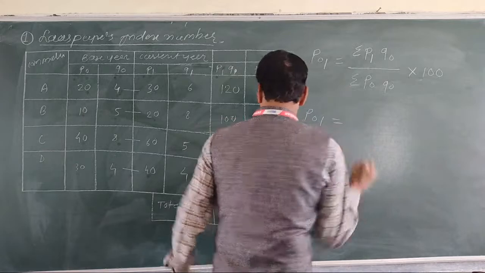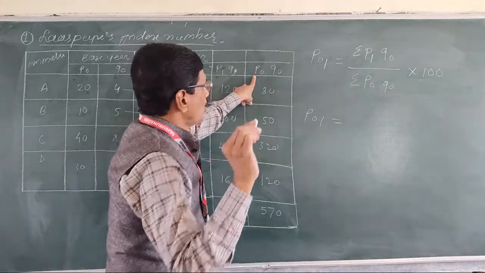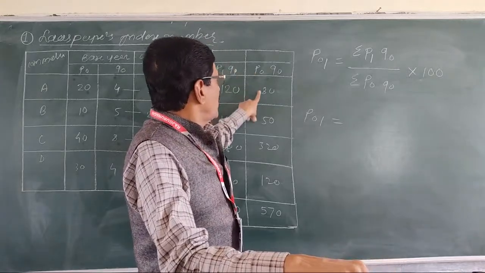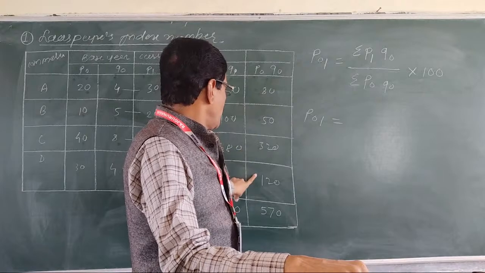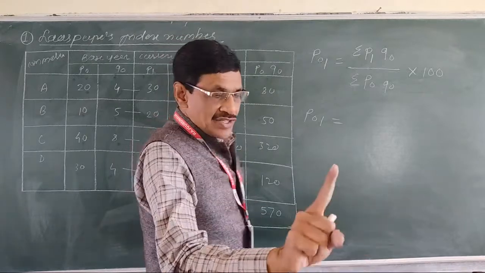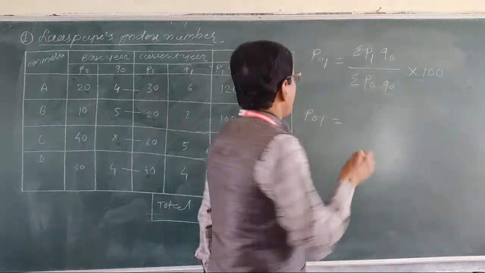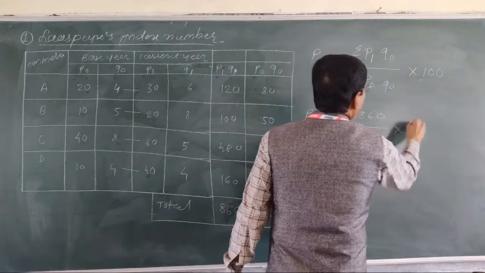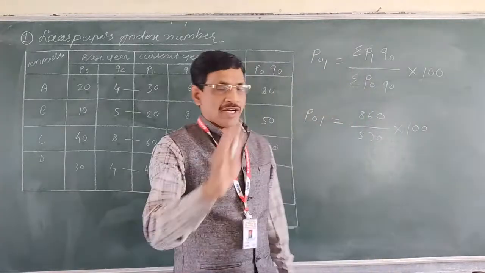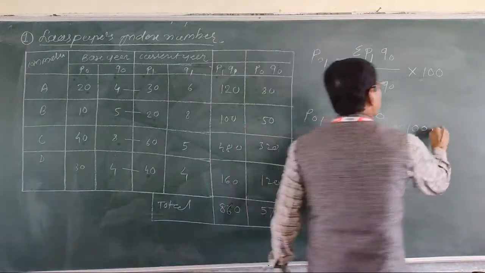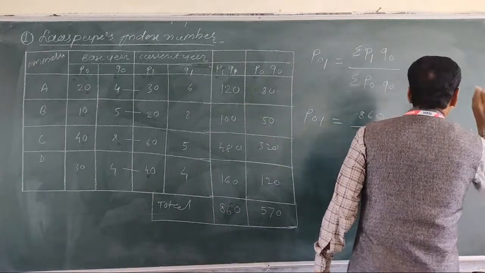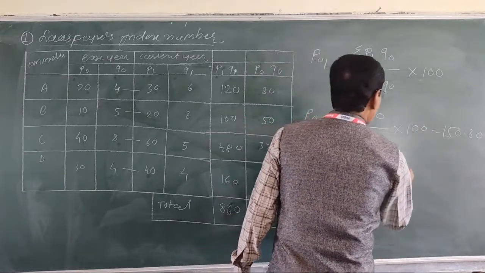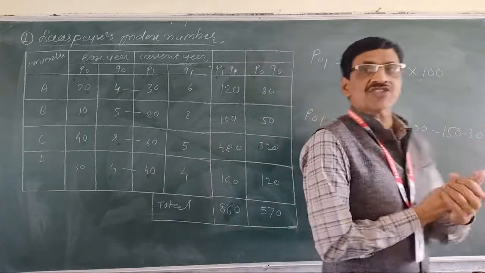P01 is equal to the sum total of P0 Q0: 80, 50, 320, 125, 107 and 860. Clear? Okay. So 860 upon 570 into 100. So the answer is 150.80. So P01 is equal to 150.80. It is called the last year's index number.